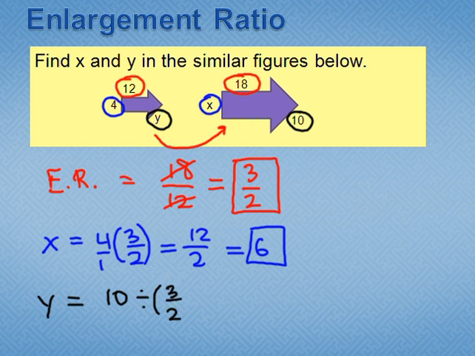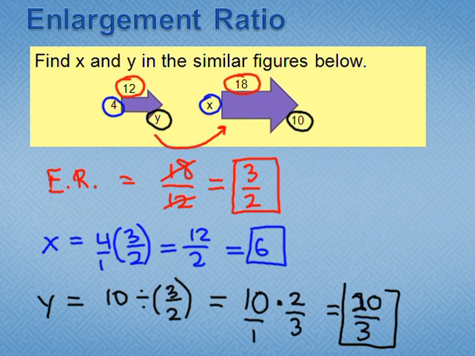And to do this without a calculator, we know from the fraction tutorials that to divide two fractions, you change it to a multiplication problem. So division by 3/2 is the same as multiplication by 2/3. And we'll finish this off. 10 times 2 is 20. And then 1 times 3 is 3. And we're done. 20/3 is the y value, which is 6 2/3.